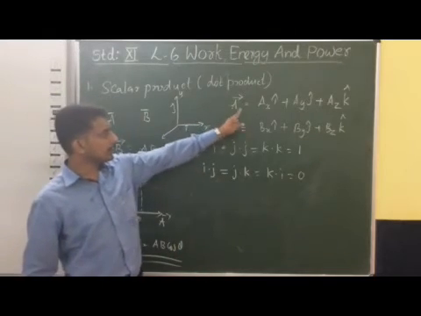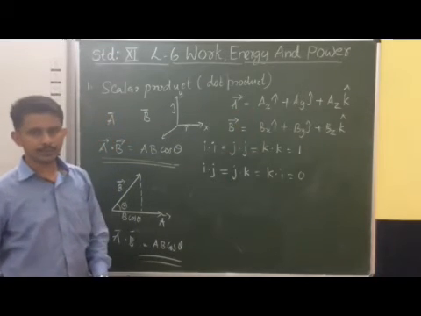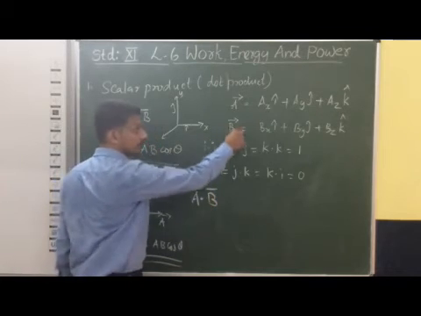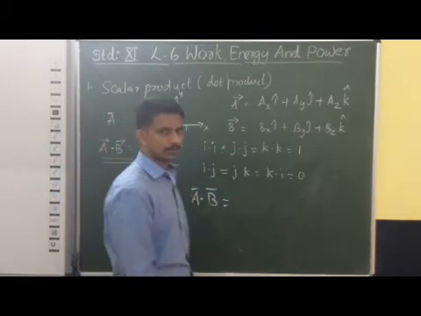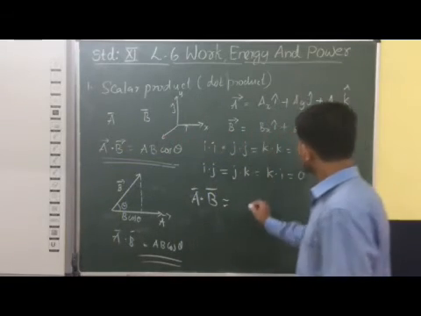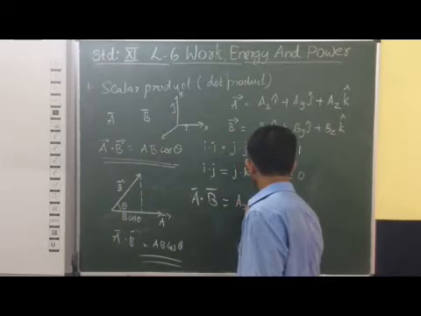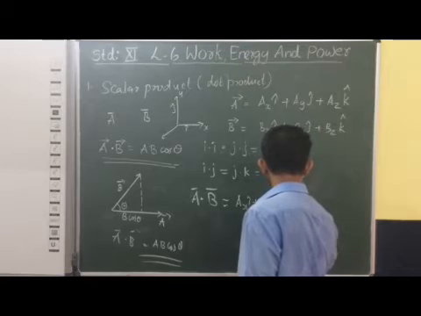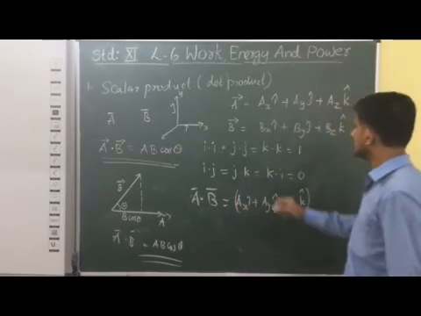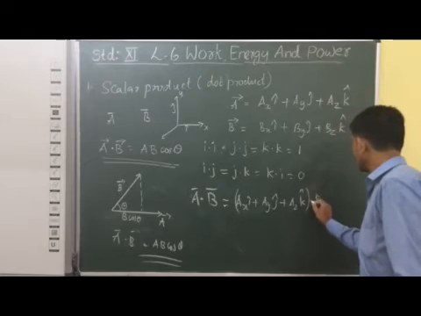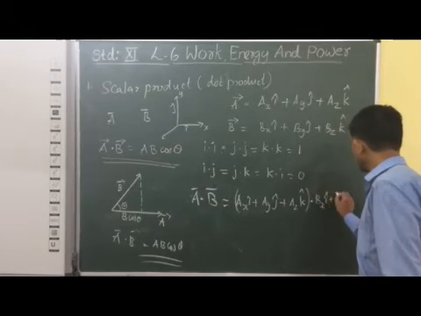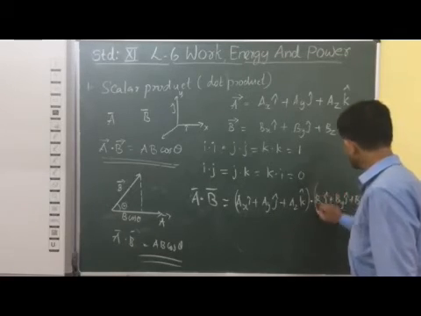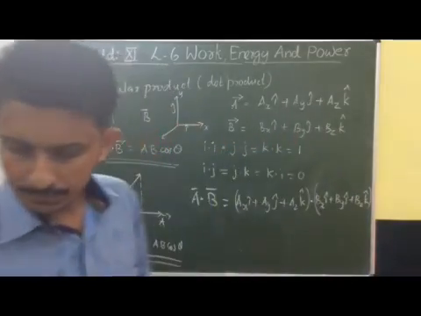The same rule applies when we take the dot product between the two vectors A and B. A dot B is equal to vector A, which is AX i plus AY j plus AZ k, dot vector B, which is BX i plus BY j plus BZ k. This is how we represent these two vectors A and B.